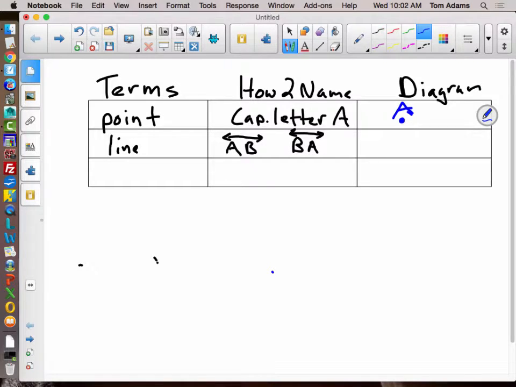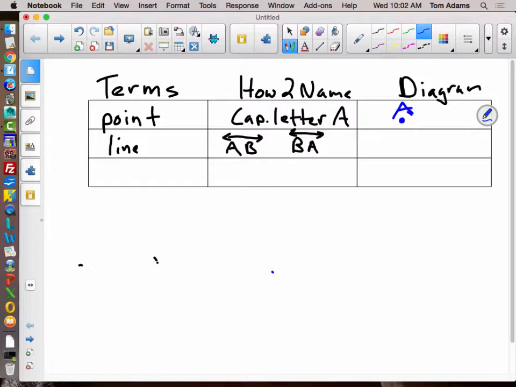All right. So let me define what a line is. A line, you have to have 2 points. And it goes from one point to the other point and keeps on going in an infinite direction forever. That's why we have the arrow. Or we can go from the other point to the other line.